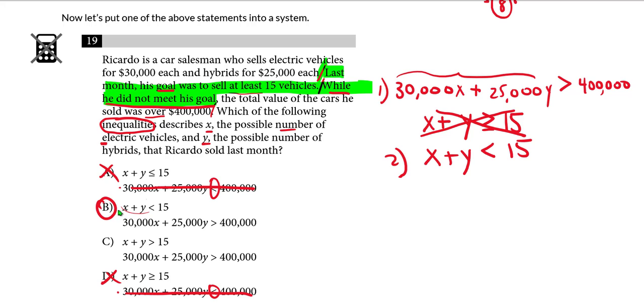Answer choice B contains this was our first one, this is our correct second one. So answer choice B contains the system that we need, the system that describes all of the information in this question.